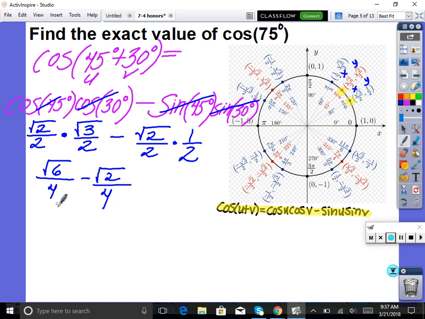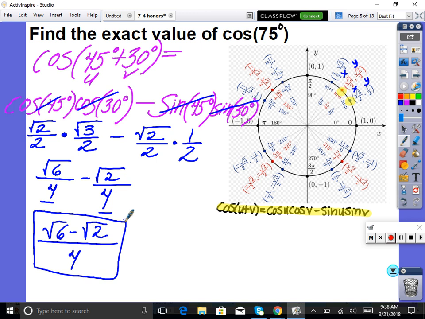Okay, so now look, common denominator. Can't we put the numerator together to make it the prettiest possible? So we have root 6 minus root 2 all over 4. We can't combine with addition and subtraction radicals unless they're exactly alike, and they're not, so we would leave it like that. That's an exact answer, not a decimal answer. So there you go. Our answer is this.